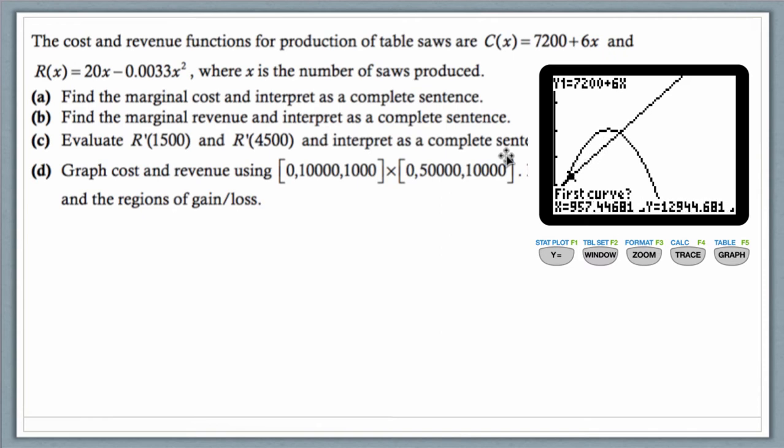are equal. So we're going to go ahead and find those by doing second and then the trace key, option number 5, and then finding each of the individual break-even points.